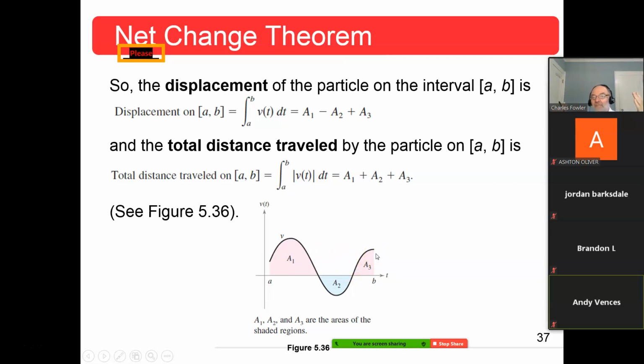So you have a piecewise function. The absolute value bars do that. So that way you have to add this area. In the total displacement, you subtract it. In the total distance traveled, you add its absolute value here. So you add that area in. Positive area, not negative area.